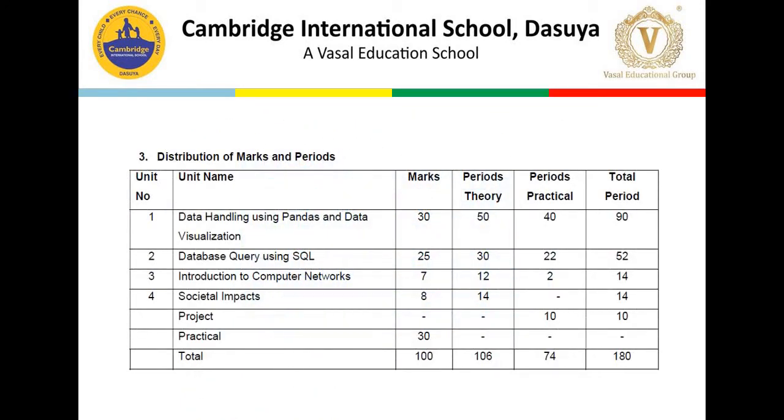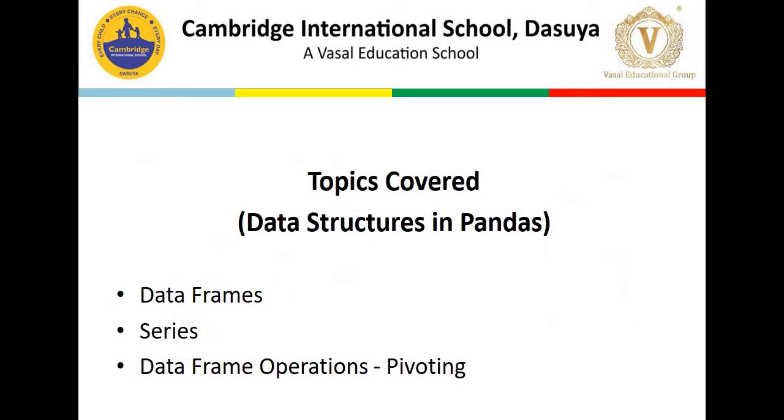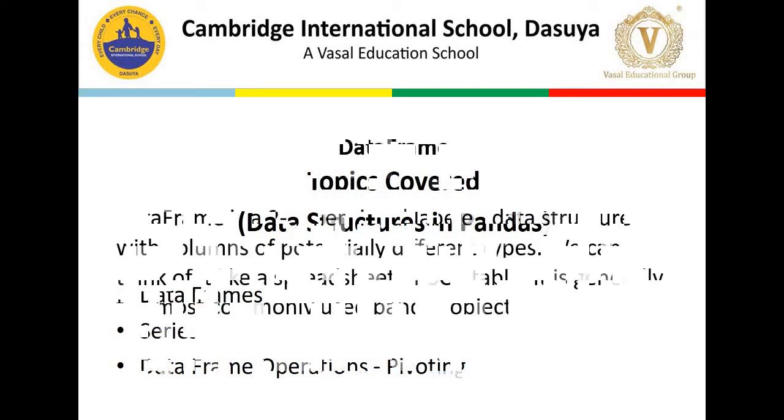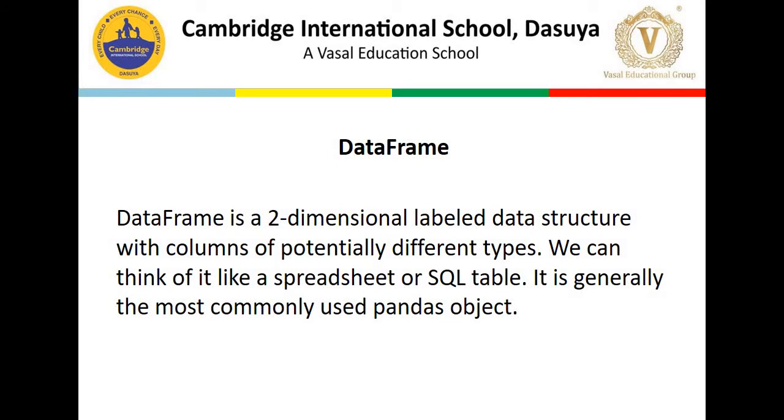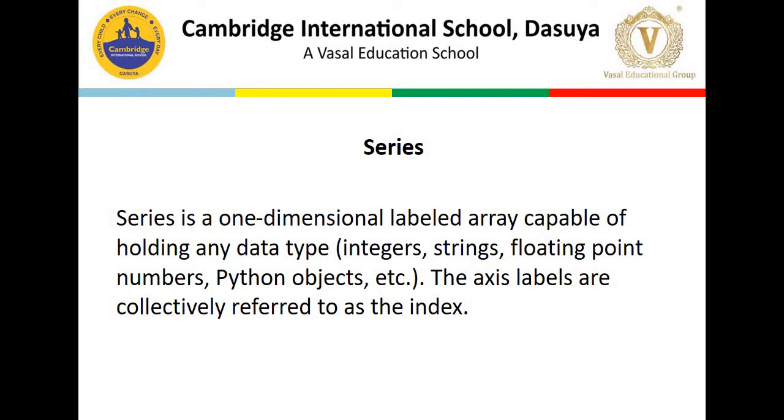Students, in each lecture we are covering these topics under unit 1. Till now we have covered data frames in detail, series in detail, and in the last lecture we discussed data frame operations, pivoting, which is very important. So we'll briefly go through the pivoting operation also. Data frame is a two-dimensional labeled data structure. Similarly, the series is a one-dimensional labeled data structure.